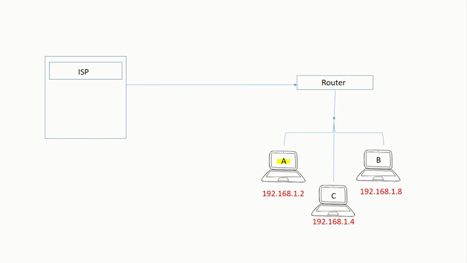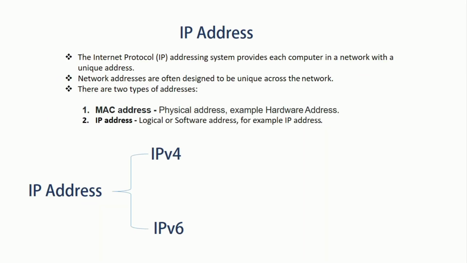So if A wants to send a message to computer B, how will you recognize it? What will computer A say to the router? He will say that yes, I am the computer with name 192.168.1.2 and I want to send this message to the computer named 192.168.1.8. So this is how your router will recognize the name of the computer. So IP address is nothing but the name given to a specific device to recognize the device. Okay. IP stands for Internet Protocol and it is unique for every connection.